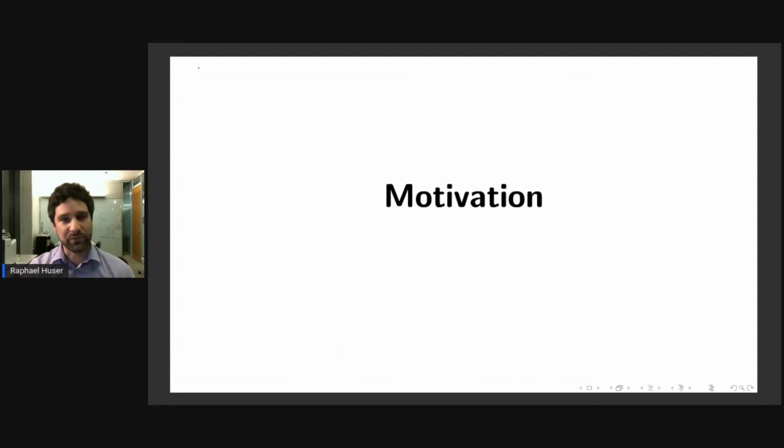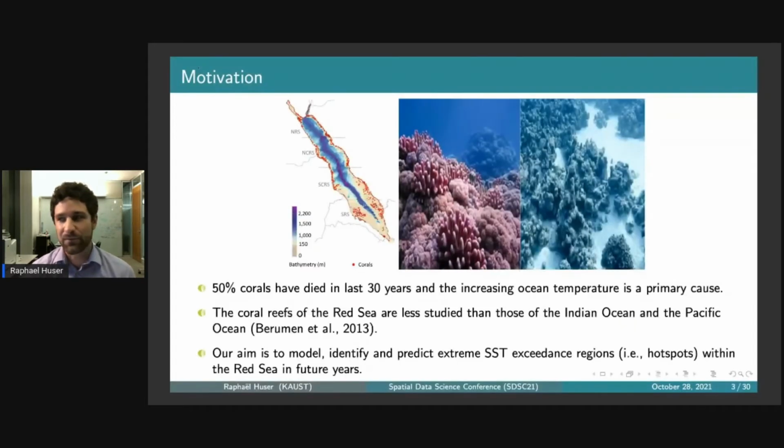So I will start with a brief motivation. As you might know, 50% of corals have died in the last 30 years, and this is mainly due to the increasing ocean temperature. It turns out that the coral reefs of the Red Sea have been less studied than those of the Indian Ocean and the Pacific Ocean. And KAUST is actually located by the Red Sea, so this was one of the motivations for studying the Red Sea.